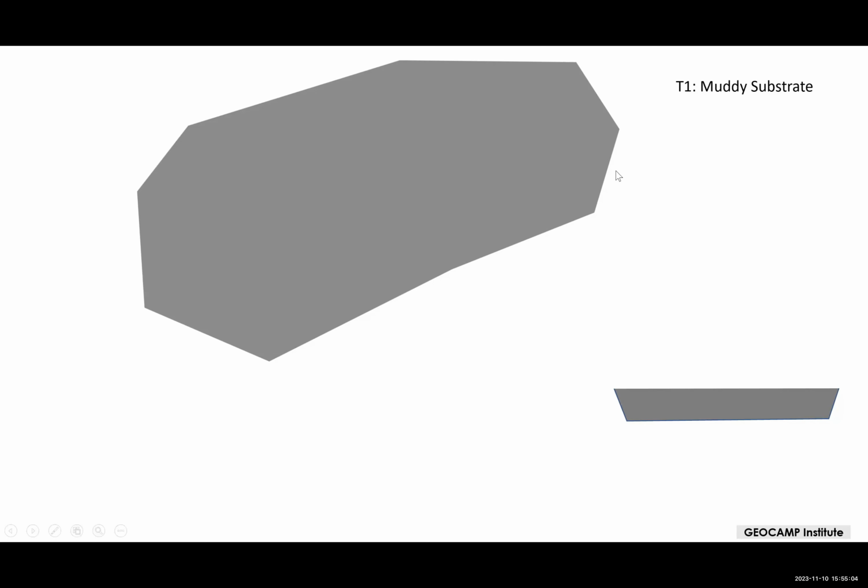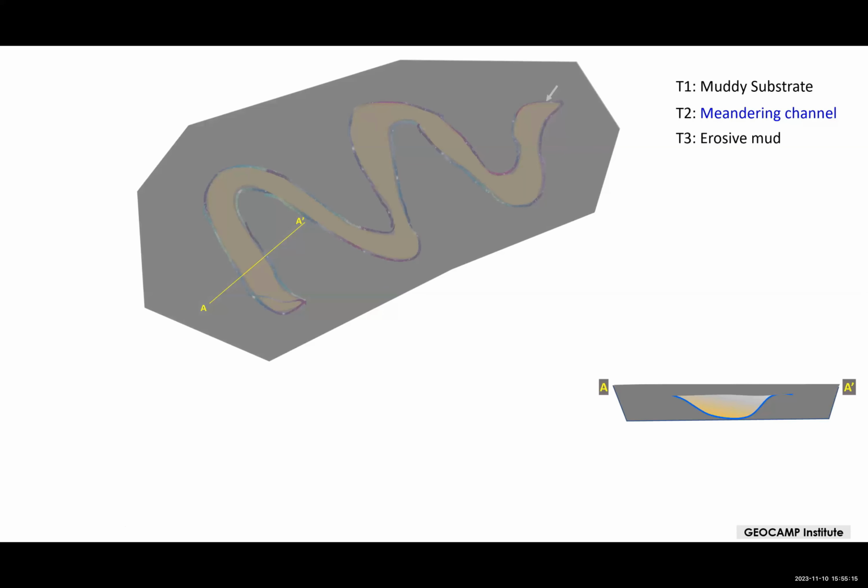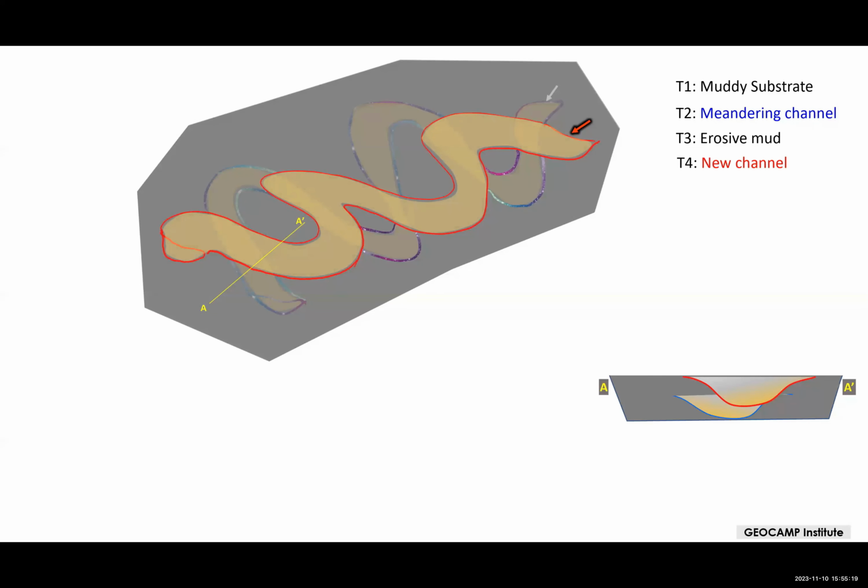How does that work? So right now I have a scenario where, at a particular time, you have a muddy substrate, you have a meandering channel following suit at T2, and then you have another cycle that is erosive mud, cuts off part of what was there before, and another channel at T4, and then you have another cycle of muddy mud flows. This is typically happening in cycles most times.